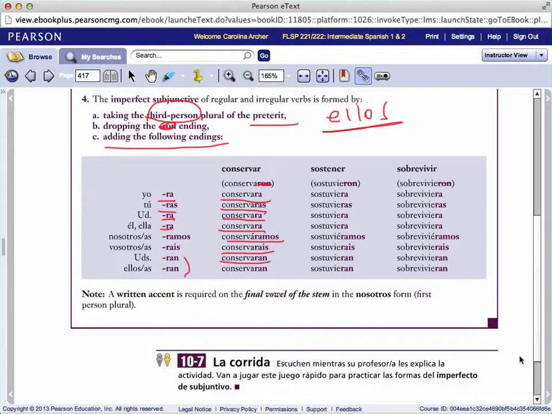And if you notice, for er and ir, it's exactly the same thing. So all of the verb forms, ar, er and ir, are going to conjugate the same way. Take the third person plural of the preterite. We're going to drop that ron ending, and to that root, we're going to add these endings. So that's how we form the imperfect of the subjunctive. So let's go back to the top now.